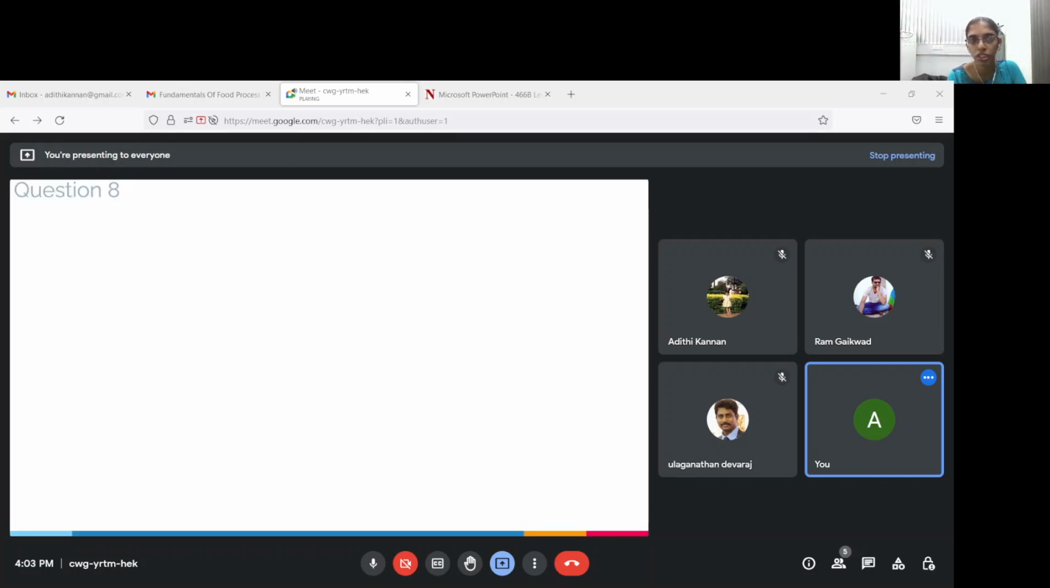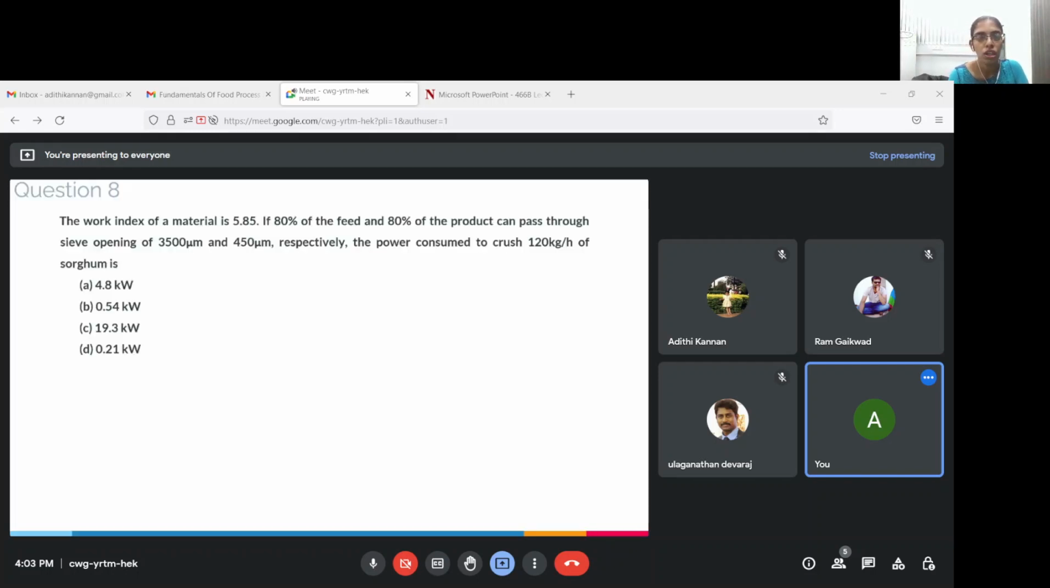So moving on to question 8. The work index of a material is 5.85. If 80% of the feed and 80% of the product can pass through a sieve opening of 3500 micrometer and 450 micrometer respectively, the power consumed to crush 120 kg per hour of sorghum is the following. So we'll first find out what each of these terms mean.